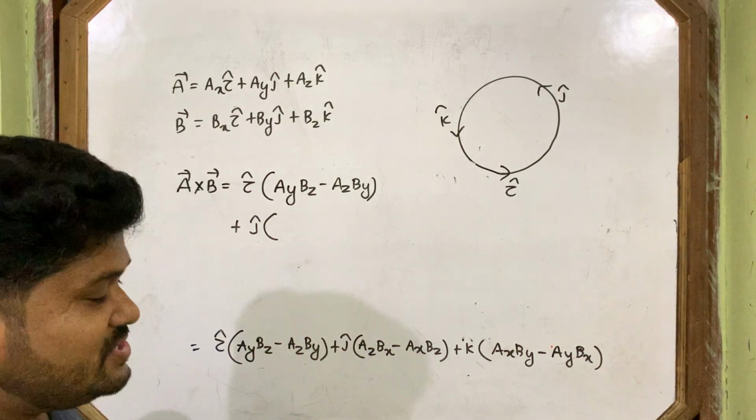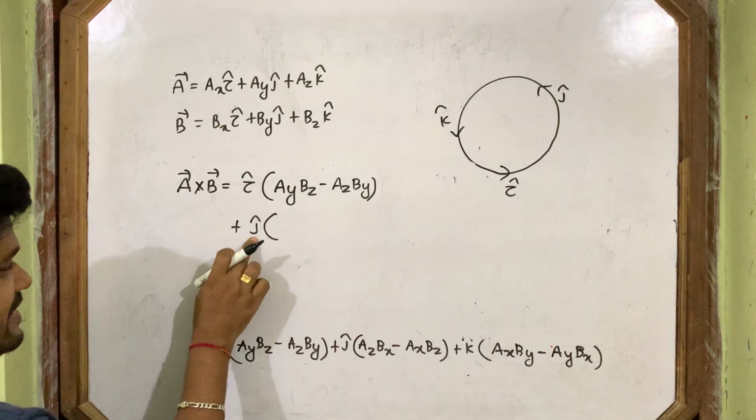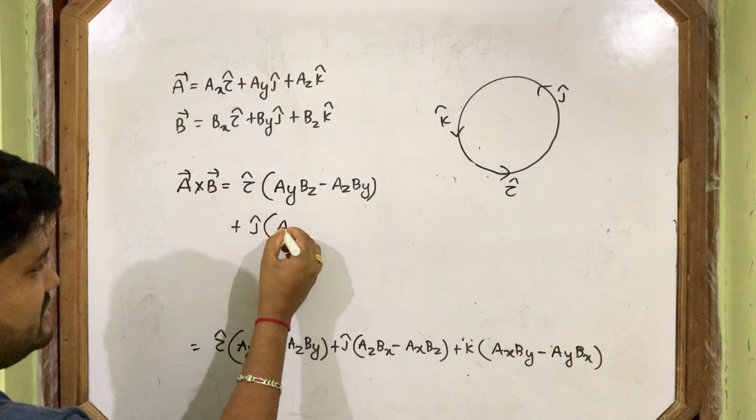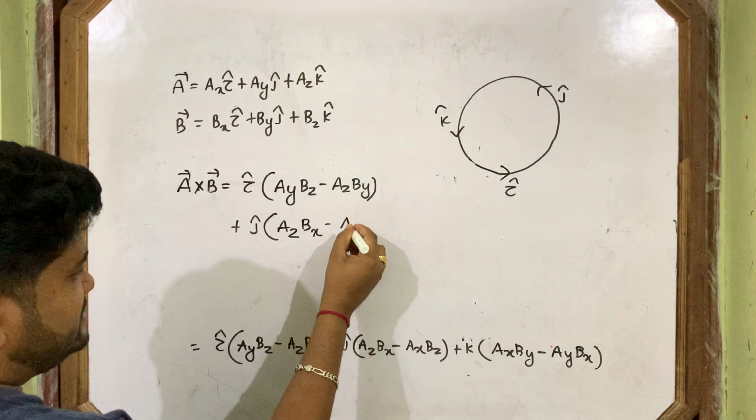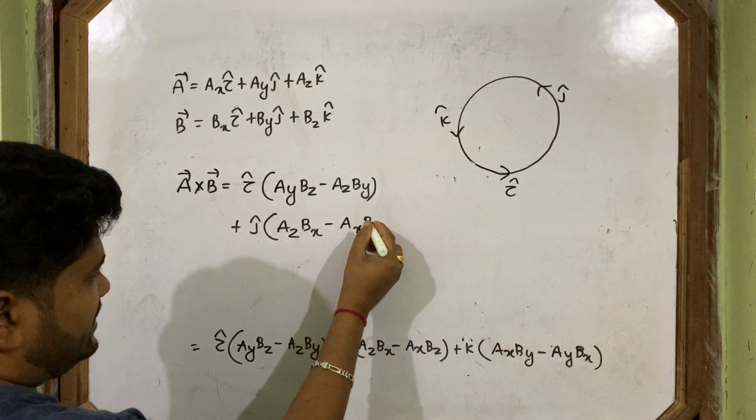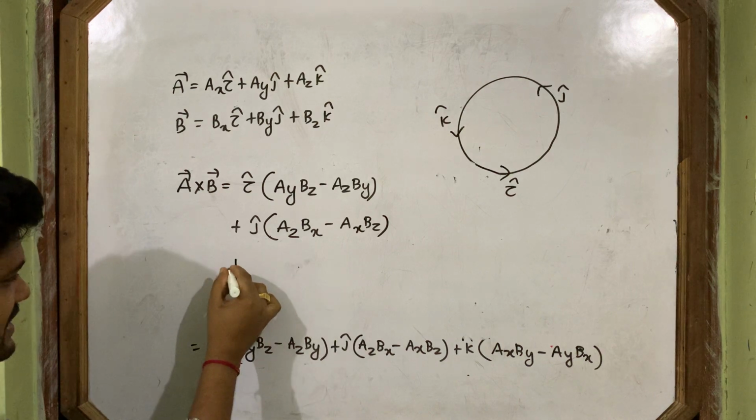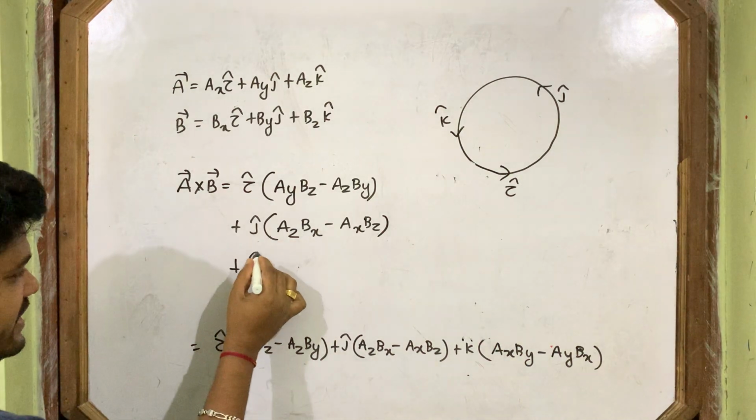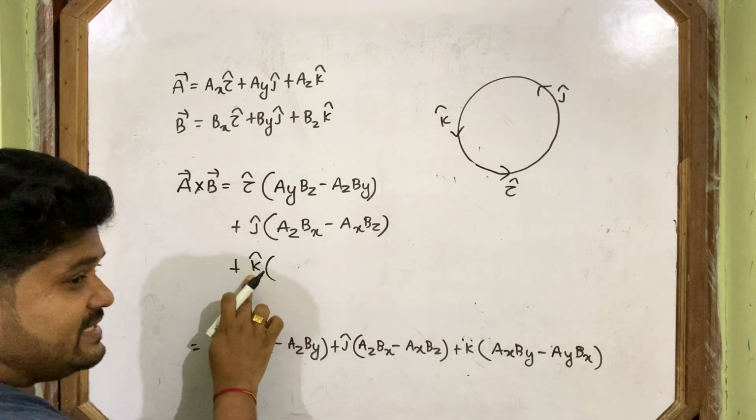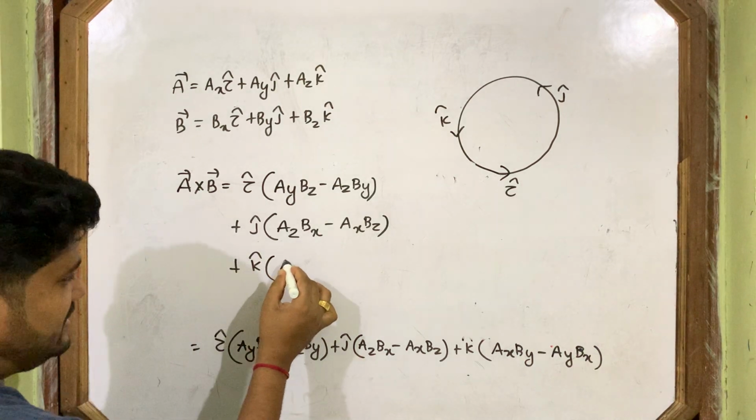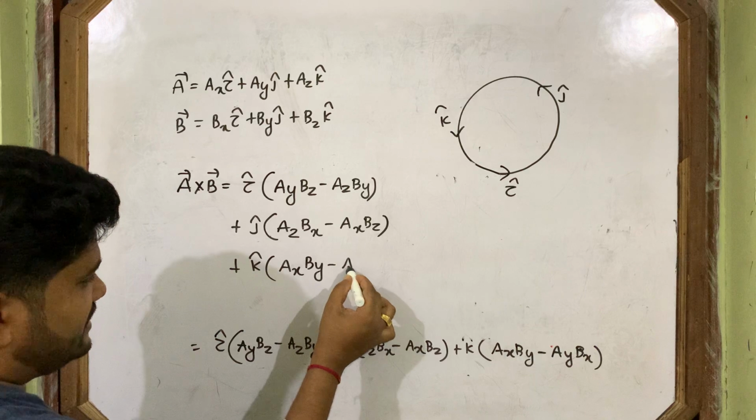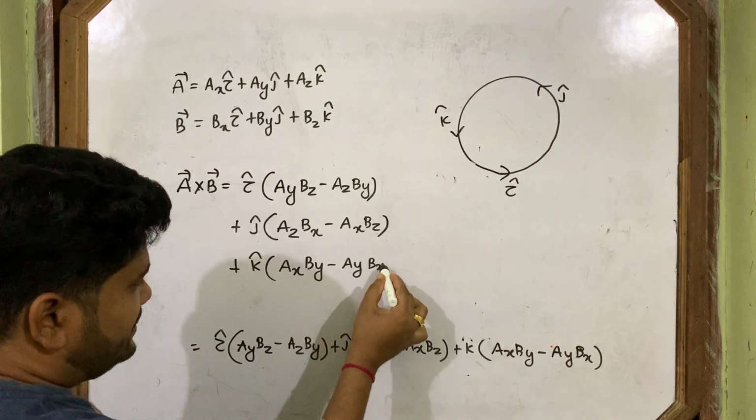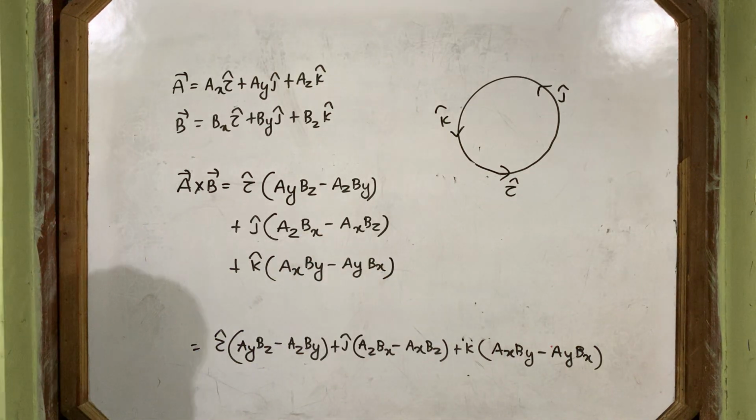After I cap comes J cap. So if J cap, this is Y. After Y what comes? This is Z. After Z, X. Then just reverse it. X, Y, Z. After J what comes? K cap. This is Z axis. If this is Z, after Z what comes? X. X, BY minus AY, BX. So this is the formula.